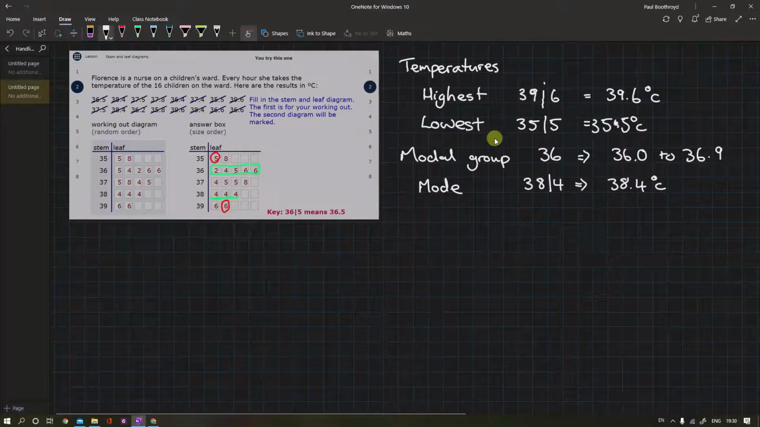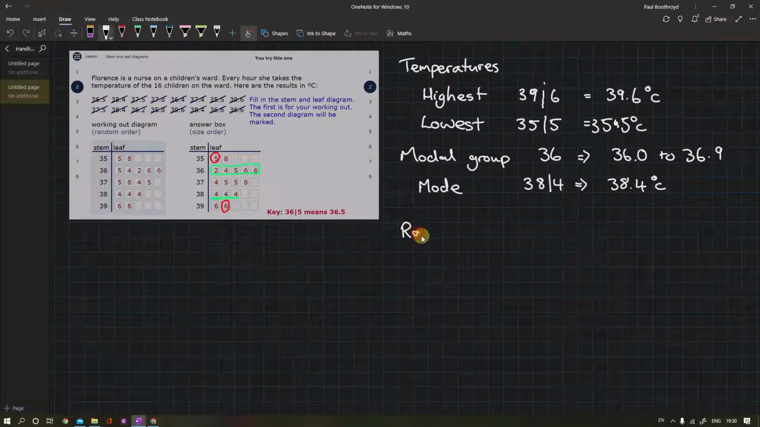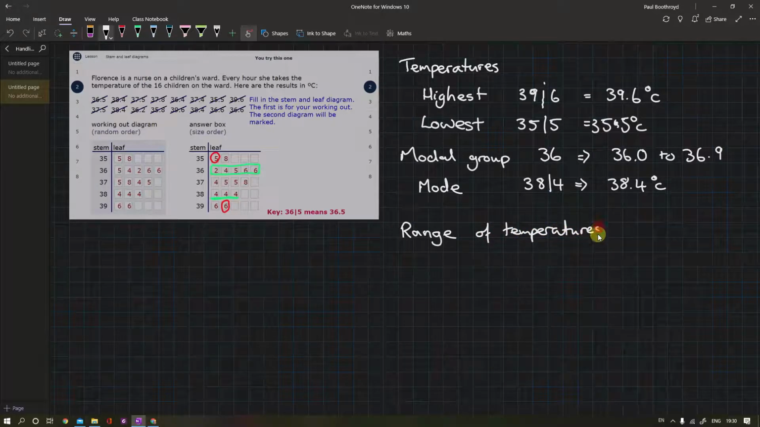Okay, so they're the first few. Sorry, I missed out the range. The range is actually the range in temperatures. It comes from that top line. The range of temperatures is 39.6 minus 35.5, which is a temperature of 4.1 degrees C. So the range in temperatures is 4.1.